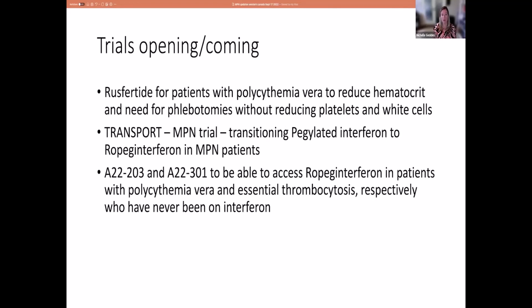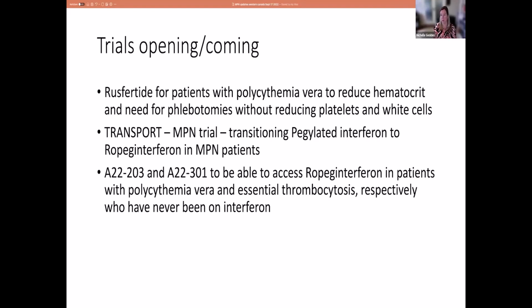And then trials that are coming. So Dr. Rampal mentioned rusfertide. So this is a hepcidin mimetic that has been used in patients with polycythemia vera. So this inhibits a molecule that normally tells your bone marrow to make more blood cells, basically. And so this is a way of trying to reduce the hemoglobin without putting people on phlebotomy. So you're not trying to necessarily make them iron deficient.